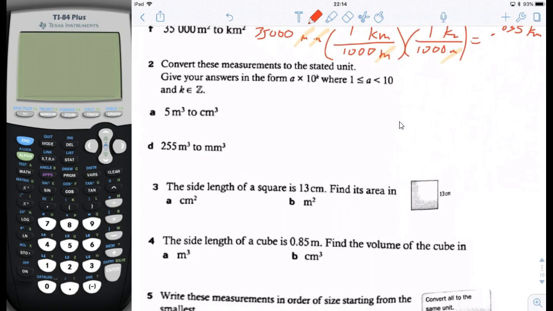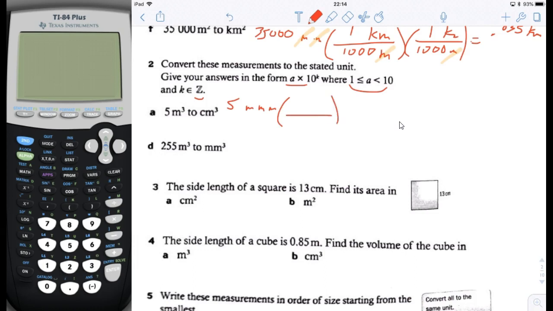Number 2, convert these measurements to the stated unit. Give your answer in the form A times 10 to the K, where A is between 1 and 10, and K is an integer. This is just saying put it in scientific notation. Okay, so we're going to change 5 meters cubed, which is meters times meters times meters, to 7 meters cubed.